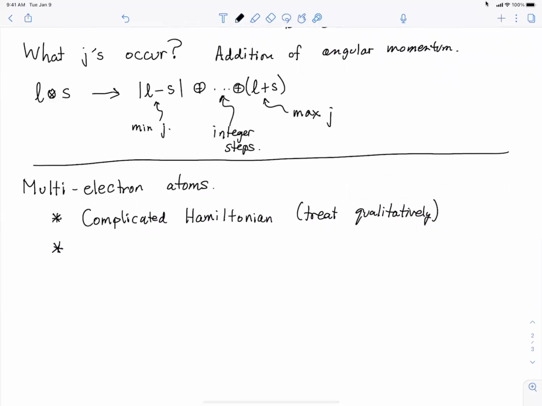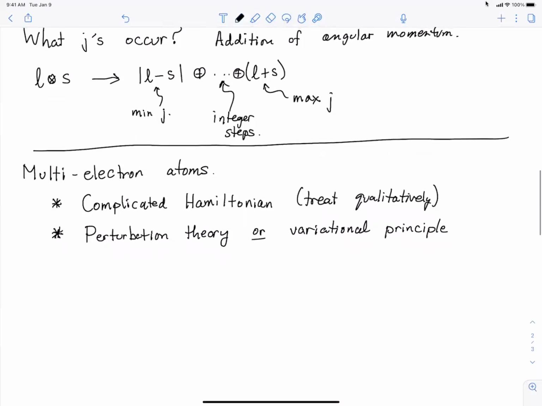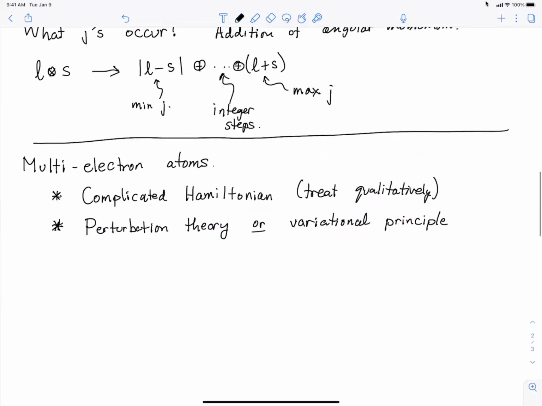And so what we have in mind is if we were going to solve it more precisely, we would be doing either perturbation theory or a variational principle. And so we've already sort of gotten some experience in how that might go because we treated the helium atom, which had 2 electrons, using both of those, using perturbation theory and the variational principle. And we saw that the variational principle did a little bit better, but you could do both.